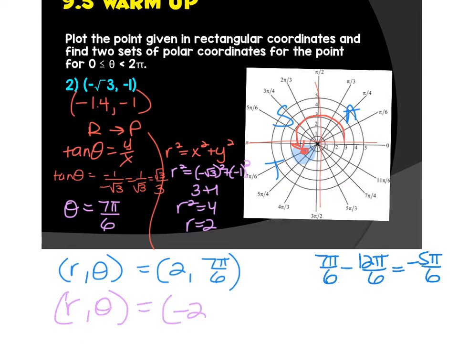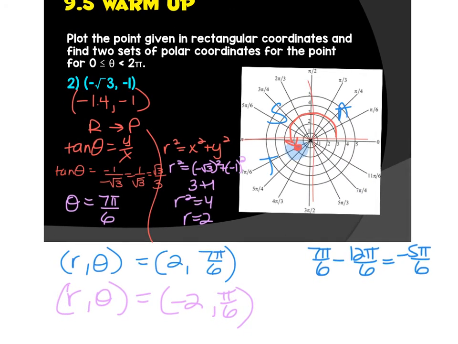Good. So I'm going to change the r so that it's negative. If I add 6 pi over 6, it's 13 pi over 6. That's too big, sorry. If I subtract 6 pi over 6, I end up at pi over 6. So that's the only other one that I can use, and it only asks for 2. It's not going to ask you for something you can't get within that range.